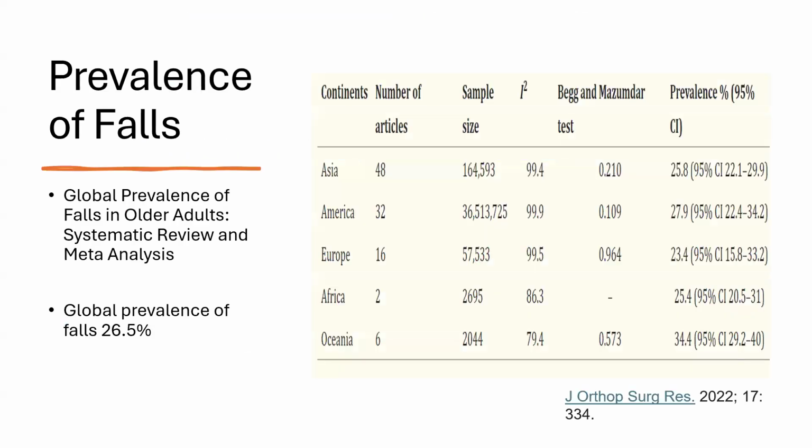This table is from a systematic review entitled Global Prevalence of Falls in the Older Adults, a comprehensive systematic review and meta-analysis. It comprised 104 studies with a total sample size of over 36 million. The prevalence of falls in the older people of the world was 26.5%.